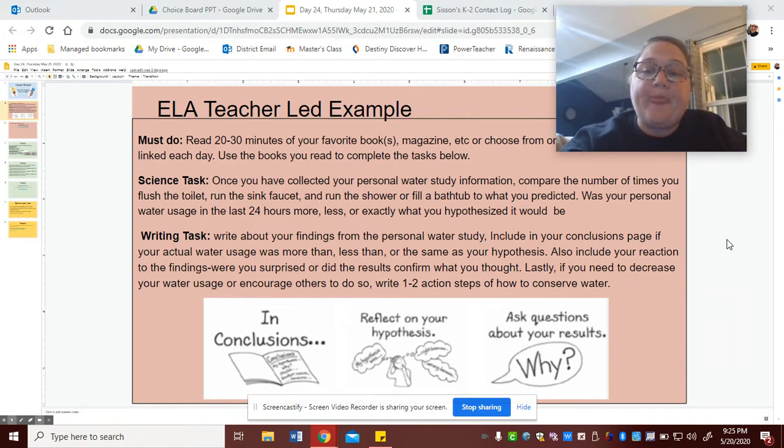And then lastly, if you use lots and lots of water and you think it's a good idea for you to decrease that, how would you encourage others to do that? Or what would you do to try to lessen how much water you're using? Like 1 to 2 action steps. So like in the future, I can take less showers or shorter showers or that kind of thing. So that's what you're doing today.